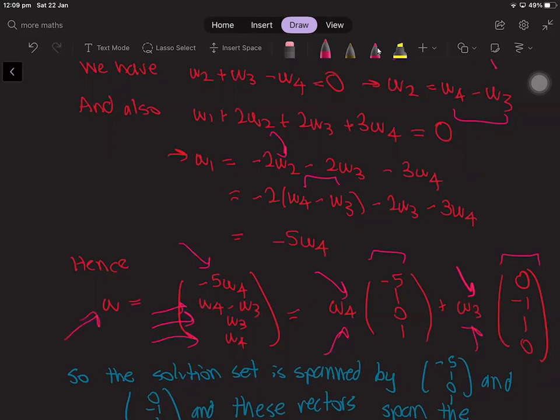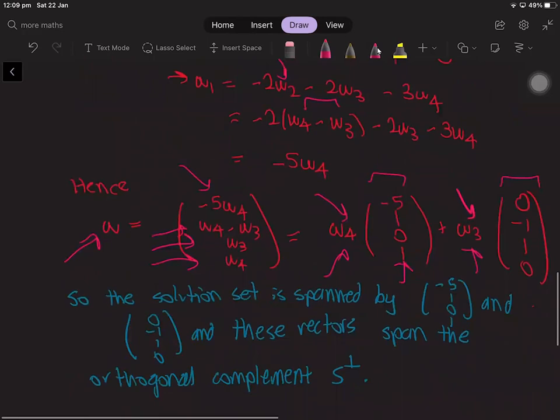This means we have two linearly independent vectors, (-5, 1, 0, 1) and (0, -1, 1, 0). These span the solution set for w. This means these vectors span the orthogonal complement of S. So we just have two vectors that span the orthogonal complement, that subspace which is orthogonal to the original subspace S.